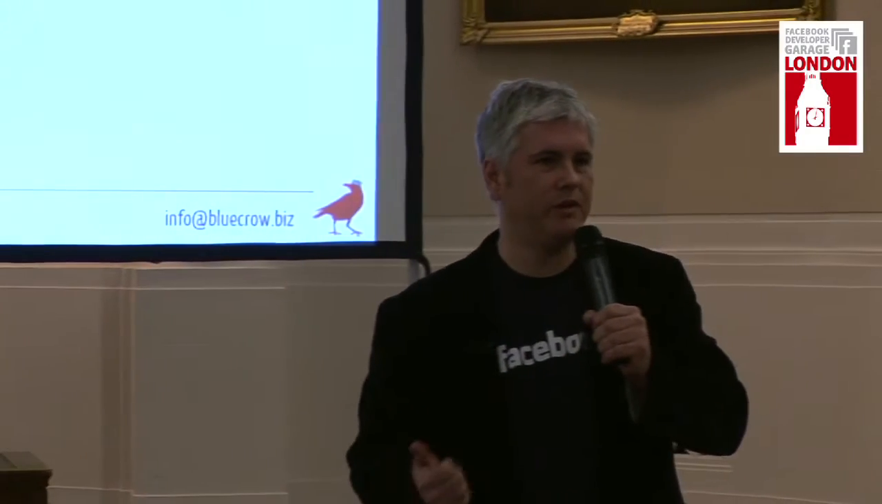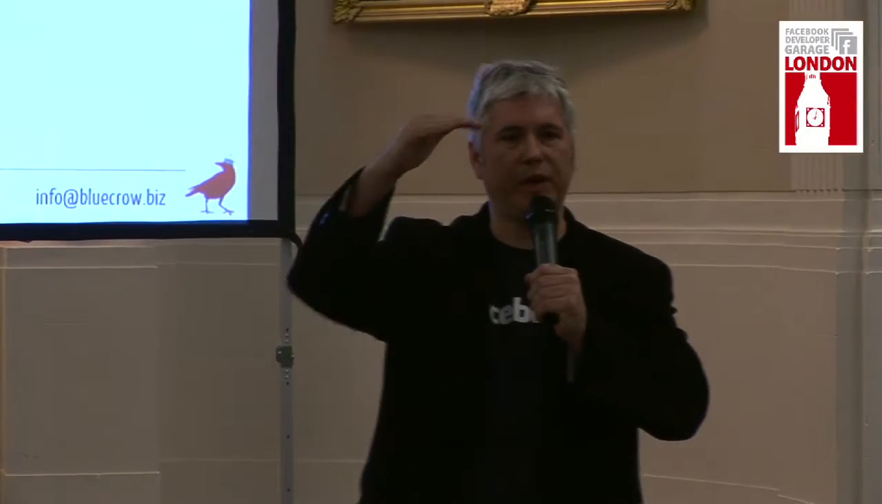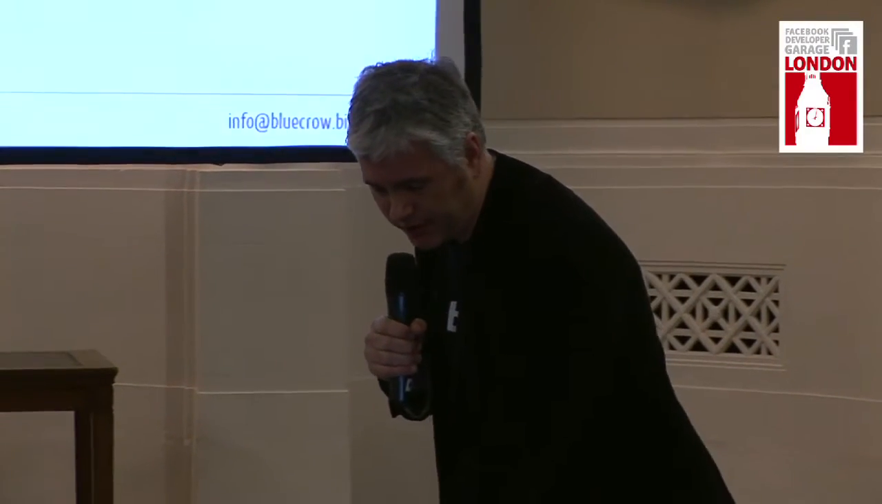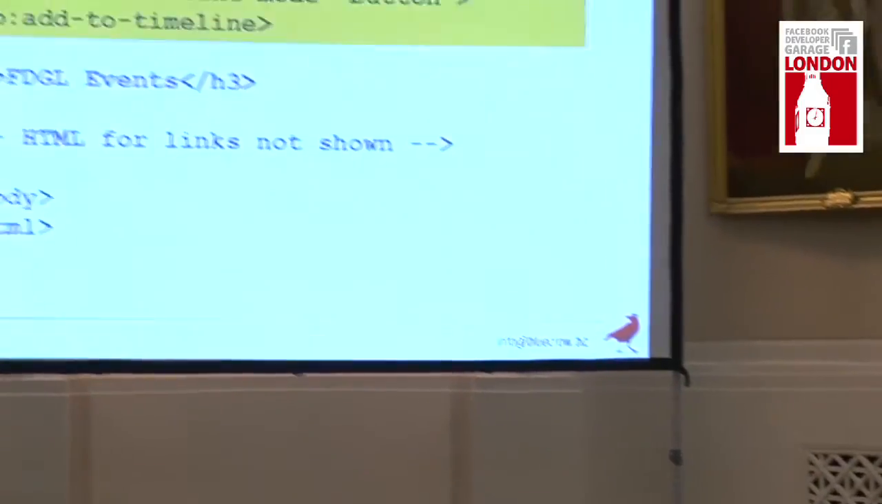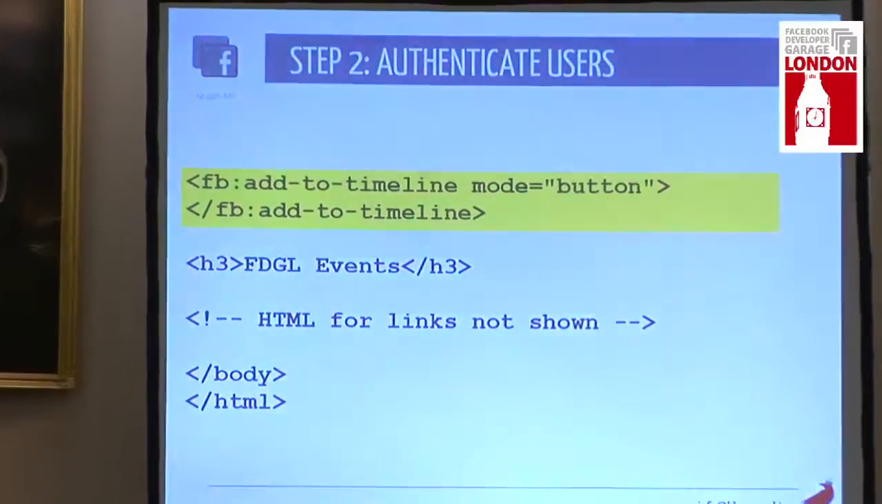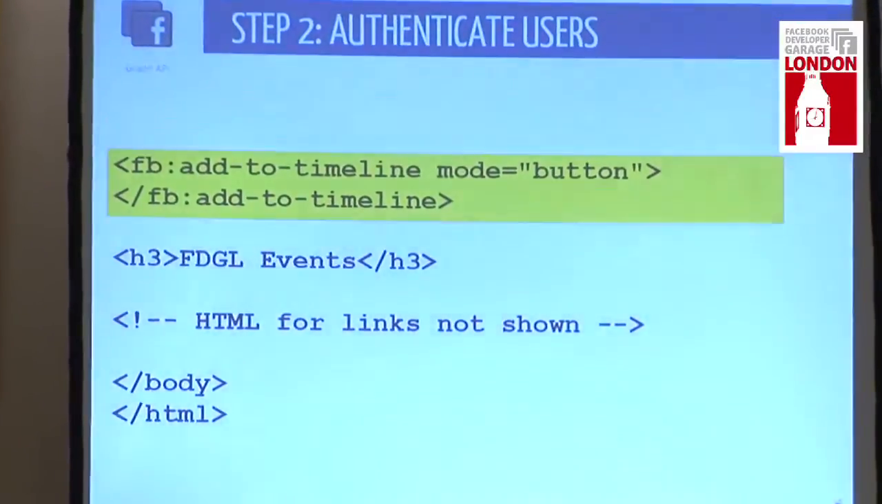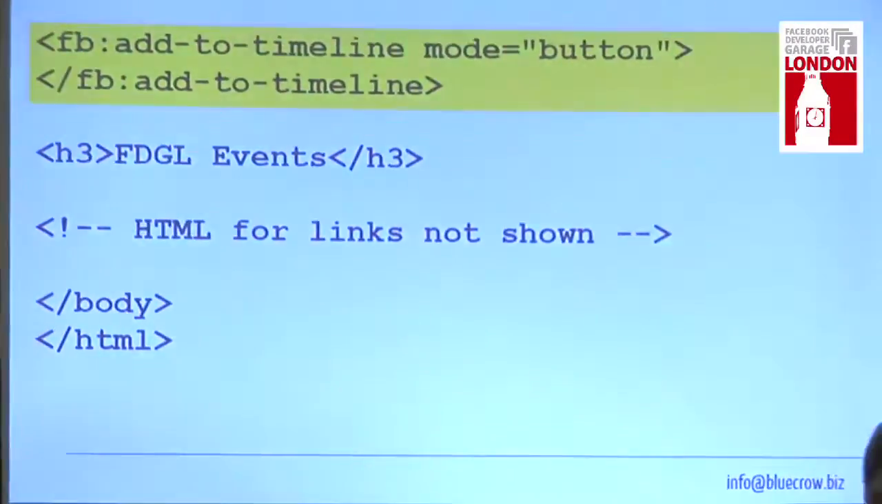Add to timeline, mode equals button. If you don't put mode equals button, you get this gigantic box that stays on your page that looks really ugly. I didn't like it. You could try it out. And then the rest of the code I've left out because it's pretty trivial. I'm setting up the HTML for the links and so on. But look at the code on GitHub. We're talking about a page of code here already.